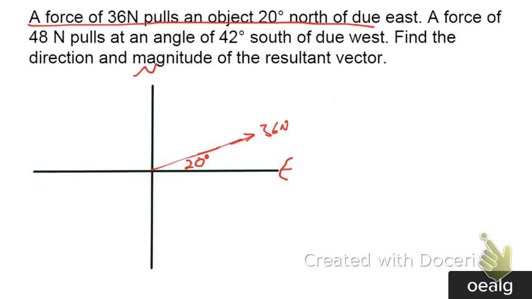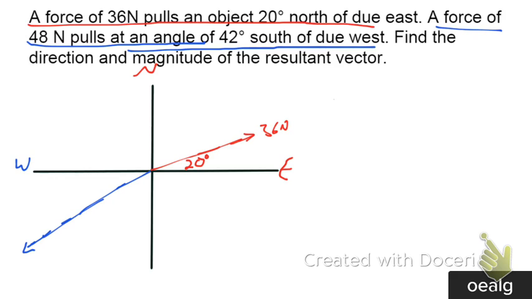I'll underline that in red to show that's our first vector. And then it tells us that a force of 48 newtons pulls at an angle of 42 degrees south of due west. Well, here's west, so if we're at 42 degrees south of due west, I'm going to make that vector a little longer too. So that's 42 degrees right there, and this is 48 newtons. I made it a little bit longer because it has a greater force. Its magnitude is a little bit greater.